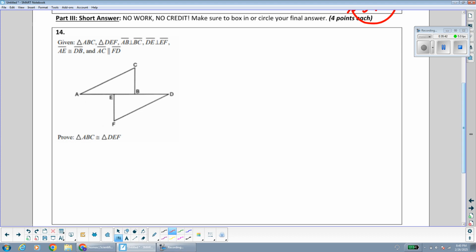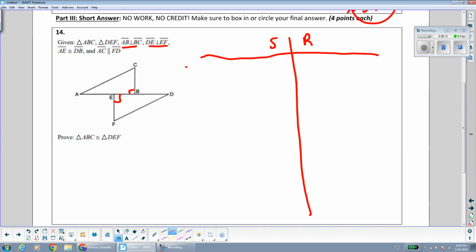Now, looking at the givens, we might be like, I don't know how to use these, but I think we all know what this symbol means. Perpendicular, right angles. So if you don't know anything else, at least you know that there are right angles. And we can put that in our proof and get a point, even if we don't know anything else. I'm not going to write all the givens. Actually, I will write all the givens.